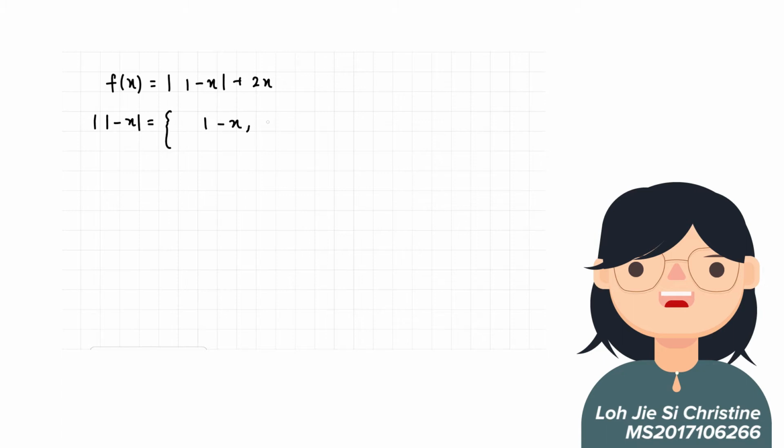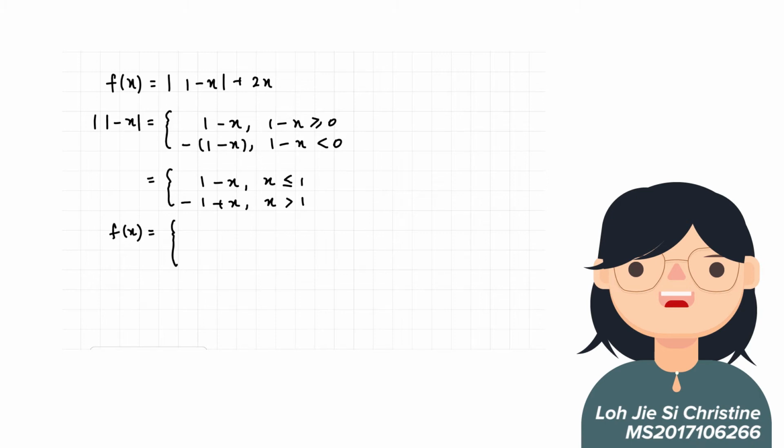1 - x if 1 - x is greater than or equal to 0. Next, -(1 - x) in brackets if 1 - x is less than 0. Solve the inequalities, and then we get 1 - x if x is less than or equal to 1, and -1 + x if x is greater than 1.